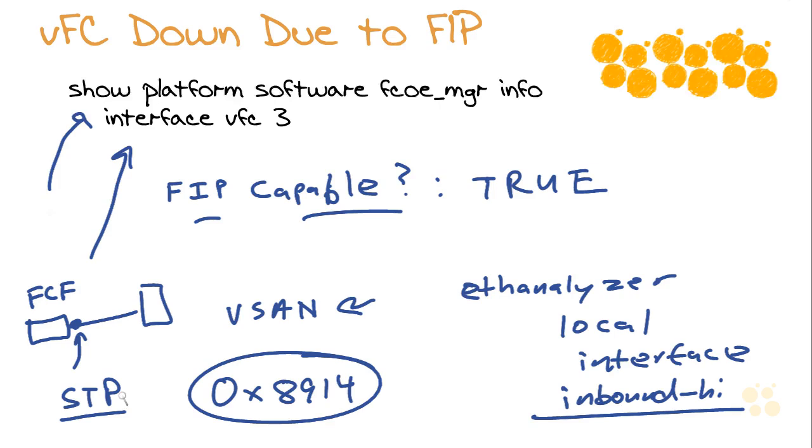So again, show interface Ethernet port trunk, show span VLAN for the Fibre Channel over Ethernet member VLAN. These commands can help us ensure that our spanning tree protocol is indeed in a forwarding state on that bound interface.